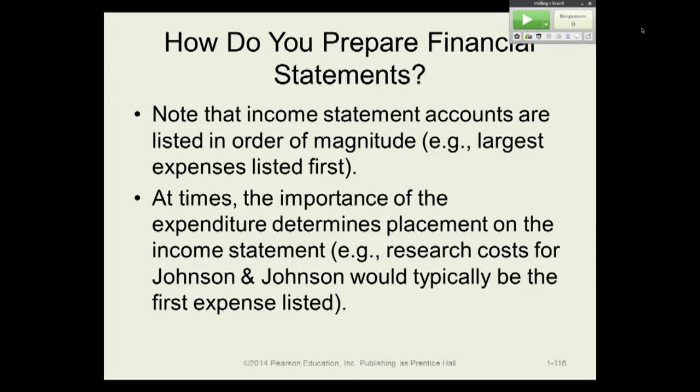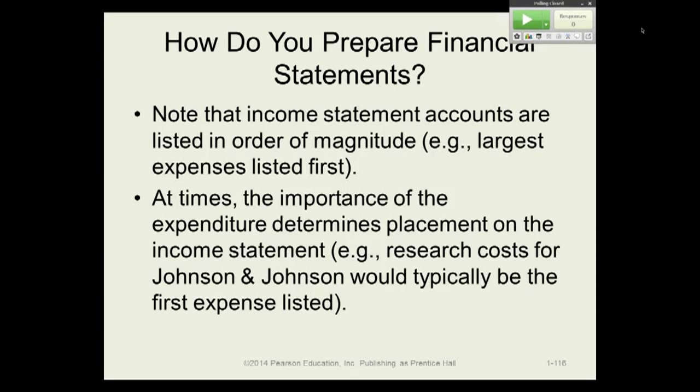So for Johnson & Johnson, we know that their most important expenditures are on research and development and on advertising. So those expenses would be first. Even if they weren't their largest, the stockholders of Johnson & Johnson want to know how much money they're spending on research. It's an extremely important expenditure for that type of company, and that's why it may be listed first. Now for us, as far as the homework is concerned, you're probably going to list it in size order rather than in the order of importance, because you wouldn't know that from some of the problems we're doing.